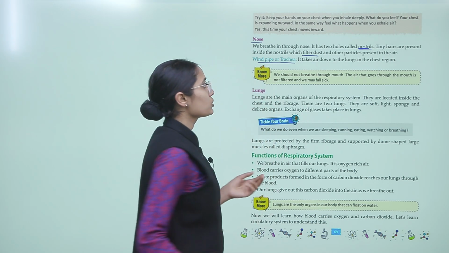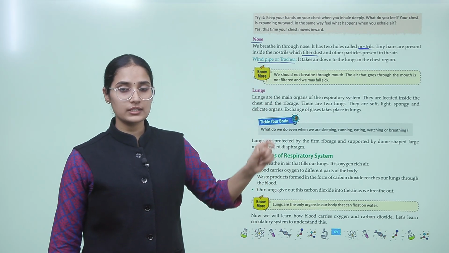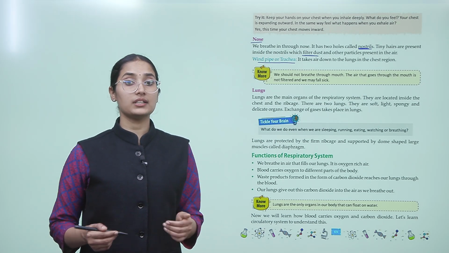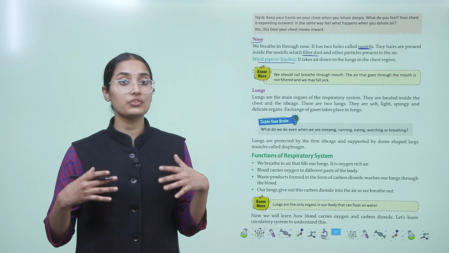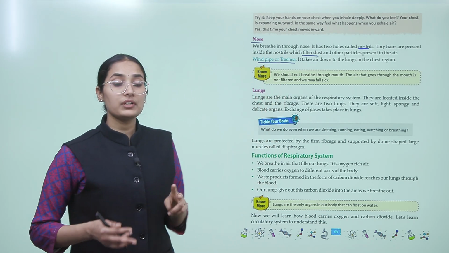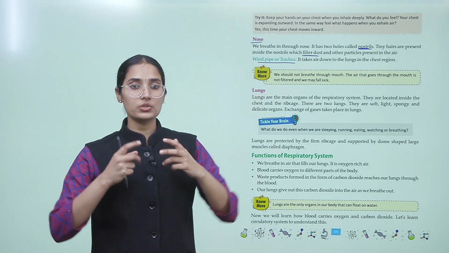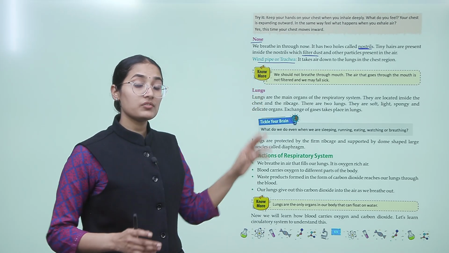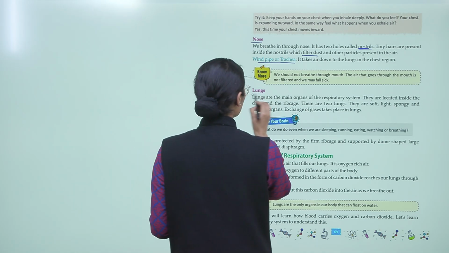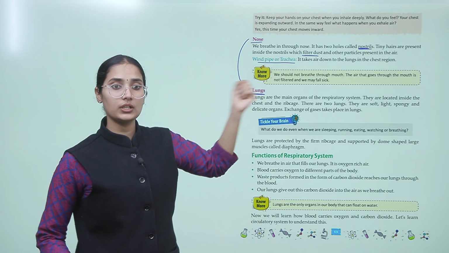Next, the windpipe or trachea. It takes the air down to the lungs in the chest region. We should not breathe through the mouth. The air that goes through the mouth is not filtered and we may fall sick. Can you see the difference between taking oxygen through the mouth and through the nose? When we breathe in through the nose, the air is filtered, but when we breathe in through the mouth, it is not filtered air. Now the air from the nose goes via the trachea into the lungs.